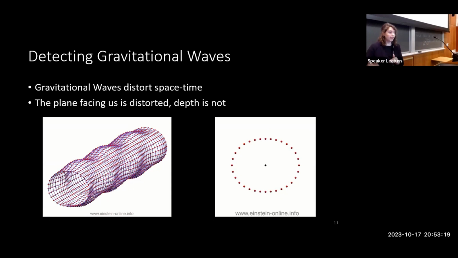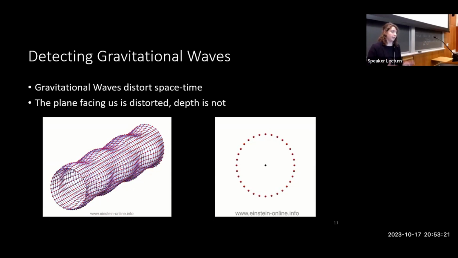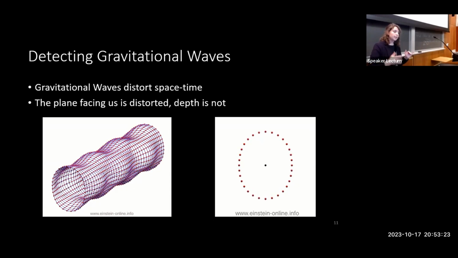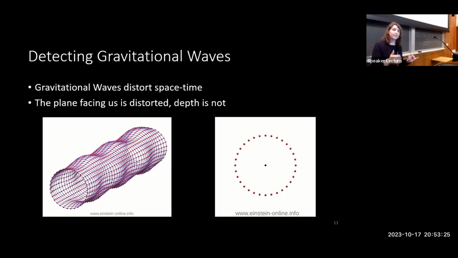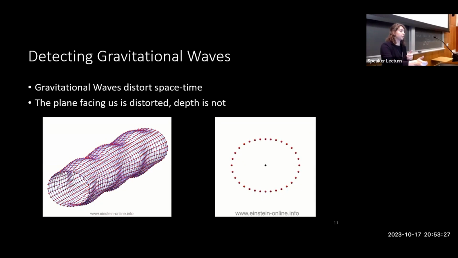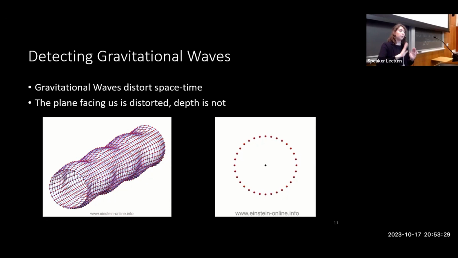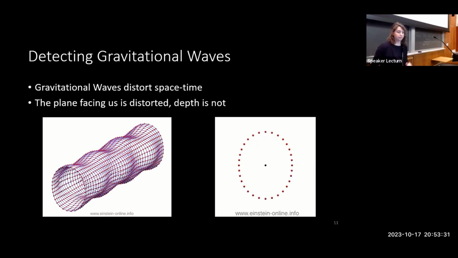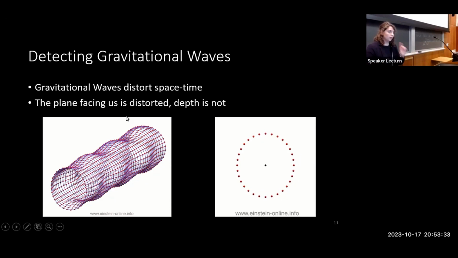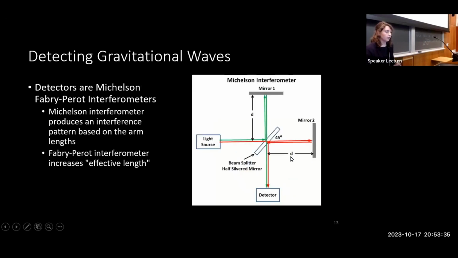But the one on the right is just a face on. It's basically the very edge. Something that might be hard to see is that the depth is not affected by this gravitational wave. It's only the plane that we're looking at. Because that works, we're able to actually go ahead and detect them.